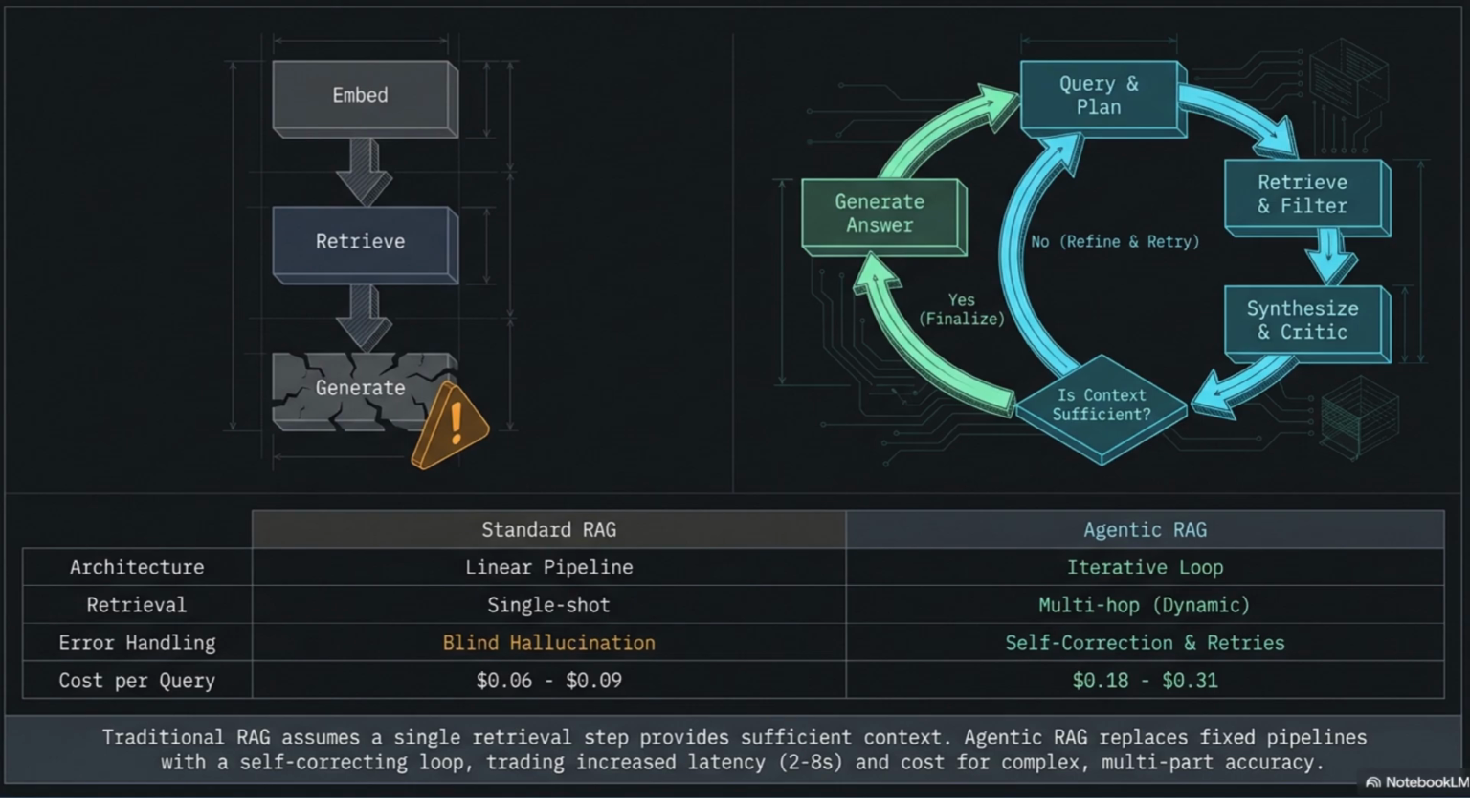Let's compare the two architectures side by side. Standard RAG uses a single-shot retrieval, which is fast but can miss context or hallucinate answers. Agentic RAG, on the other hand, employs multi-hop dynamic retrieval and includes self-correction and retries. This results in higher costs per query but significantly improves the quality and reliability of responses. The choice between these architectures depends on your application's tolerance for latency, cost, and the need for complex reasoning.